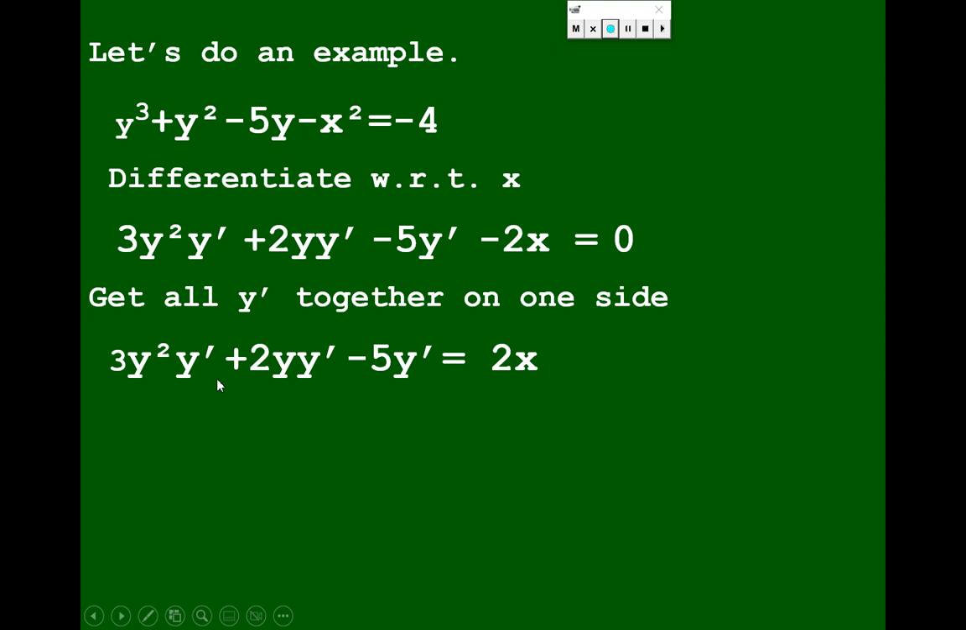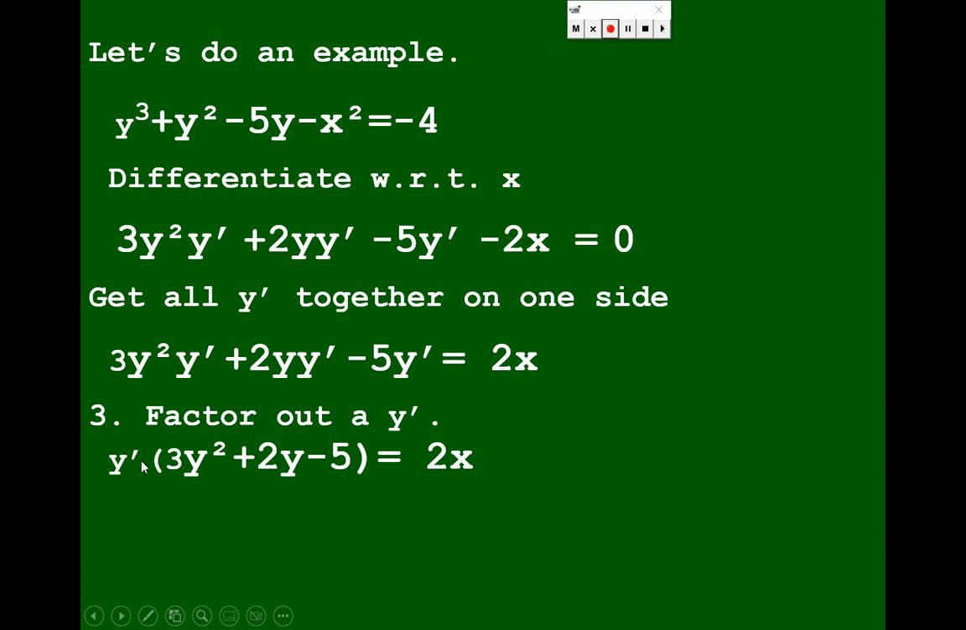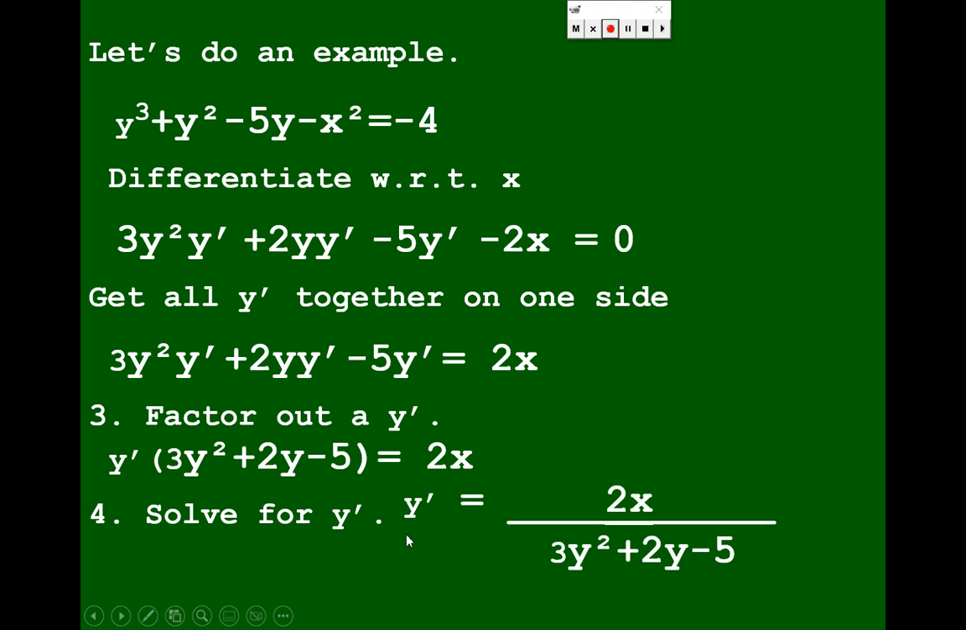Third step is to factor out this y prime. So let's factor out the y prime. If I take out a y prime, I'm going to be left with 3y squared plus 2y minus 5. Took out the y primes from each one of these terms. Now solve for y prime by simply dividing by this quadratic in terms of y on both sides, I get y prime equals 2x over 3y squared plus 2y minus 5.